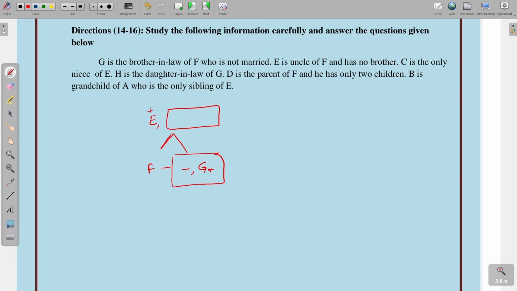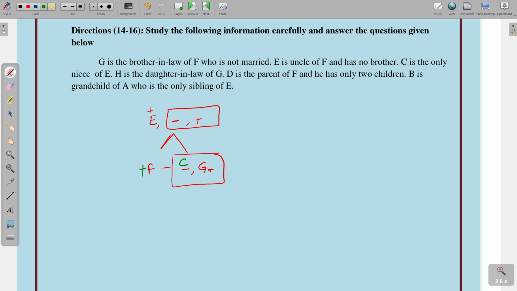And next, E is the uncle of F and has no brother, so he is F's mother's brother. And next, here we have one more person. C is the only niece of E. So here E, and C is the only niece of E. F is already known, and if C is placed here, C and F are both siblings. Suppose F is a male candidate, these two are niece and nephew of E. There can be some confusion, so check it neatly once.